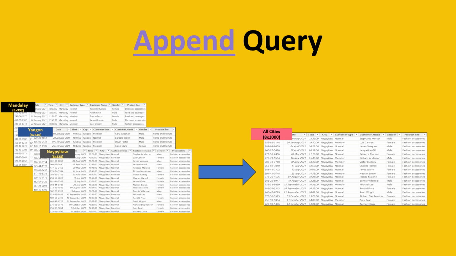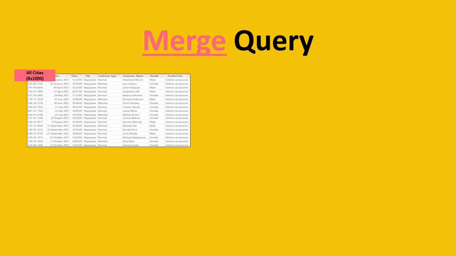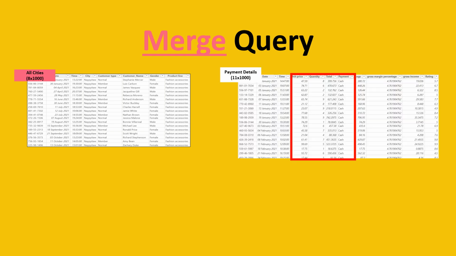Now that we have combined all three tables into one table called all cities with 1000 rows, the next thing we want to do is merge. What does merging mean? Merging means combining the tables side by side, not one below another. For example, here I have all cities, which has 8 columns, but this table does not have any transactional information, meaning how many units were sold, what was the price per unit, what was the total billed amount. That is available in this payment detail table.